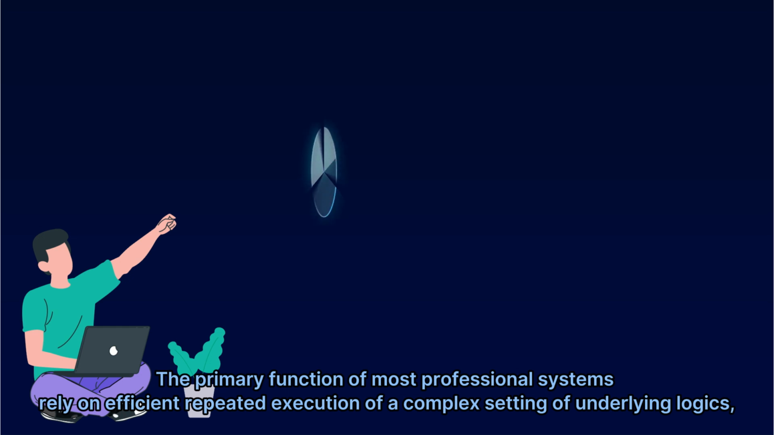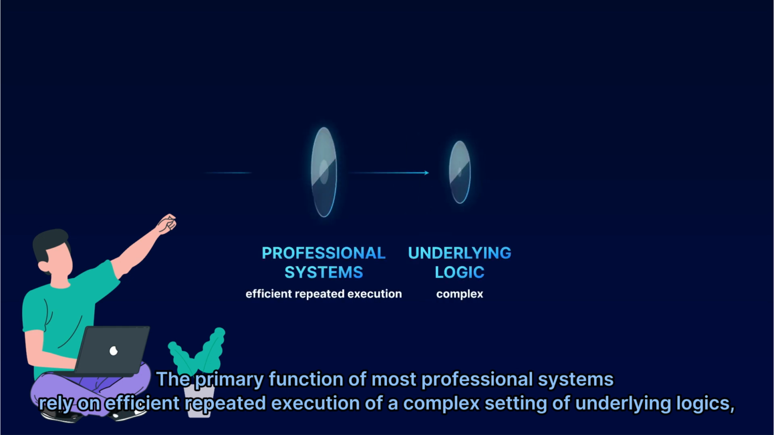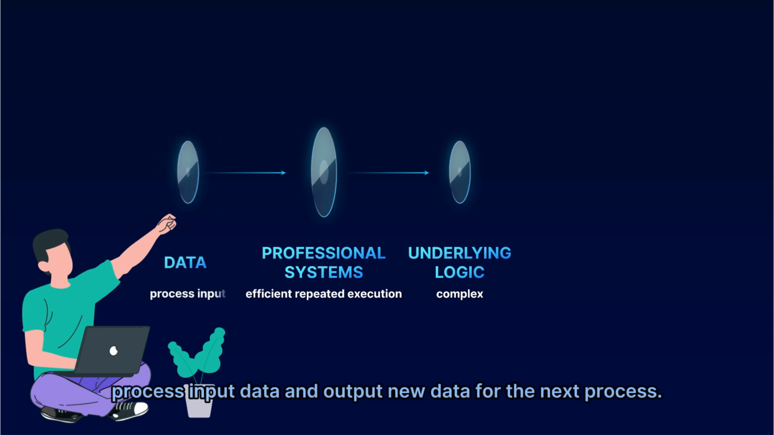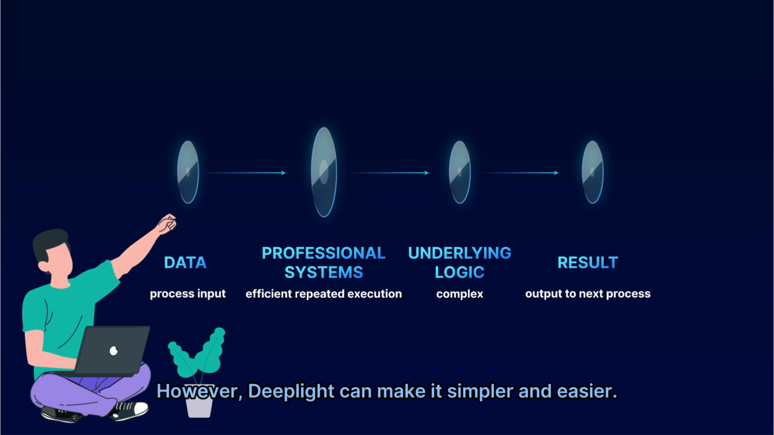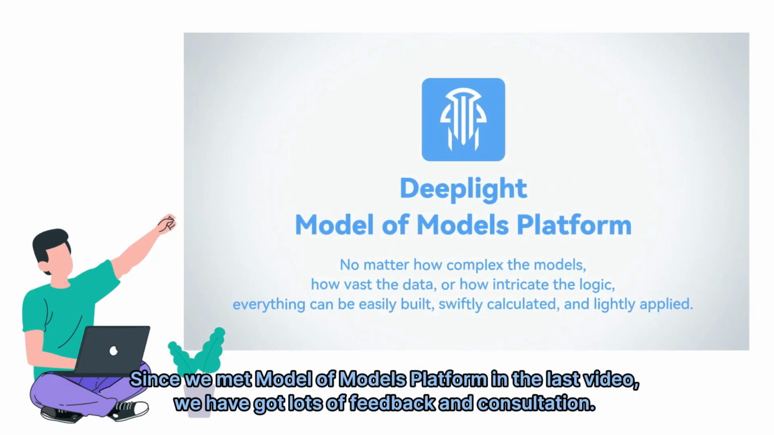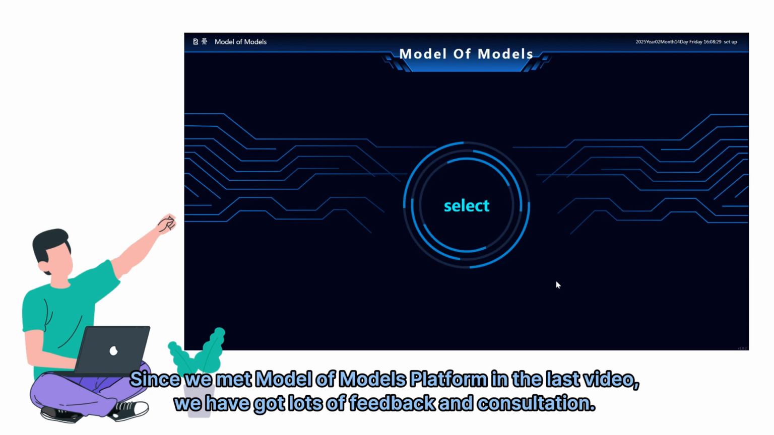The primary function of most professional systems relies on efficient repeated execution of a complex set of underlying logics. Process input data and output new data for the next process. However, Deeplight can make it simpler and easier. Since we met the Model of Models platform in the last video, we have got lots of feedback and consultation.